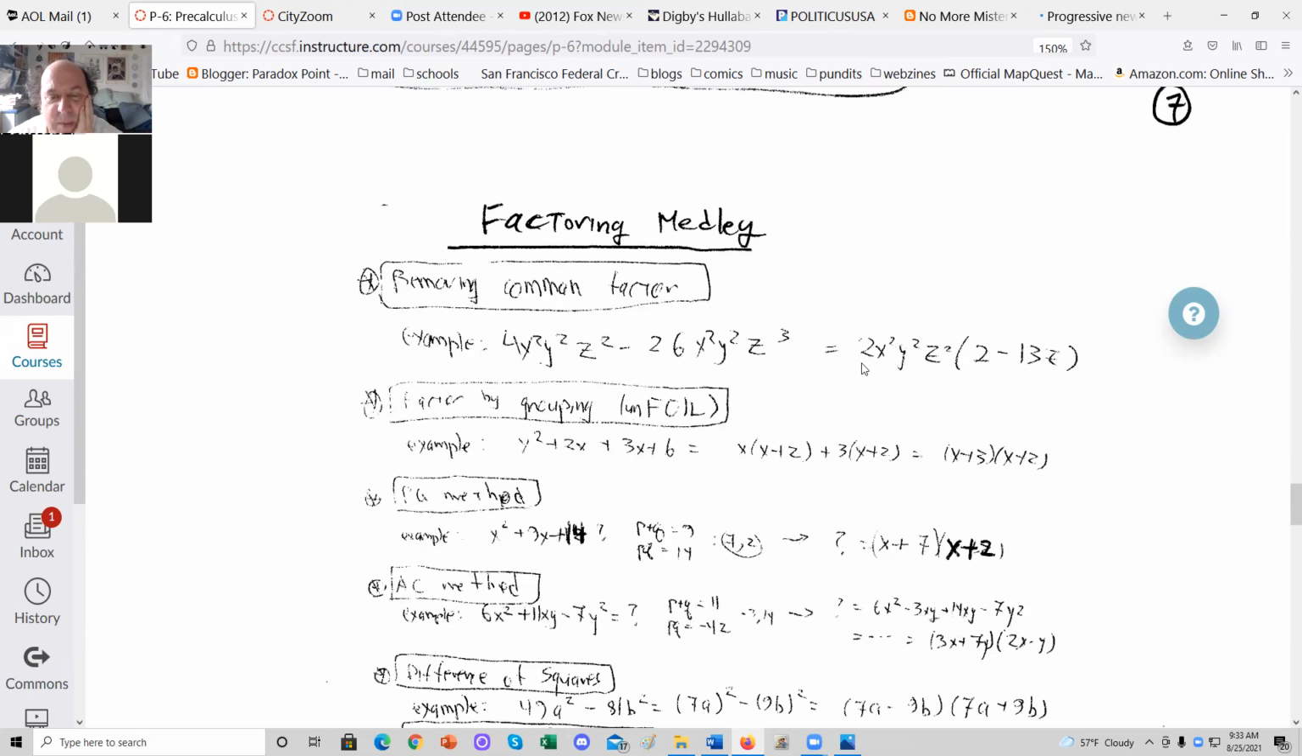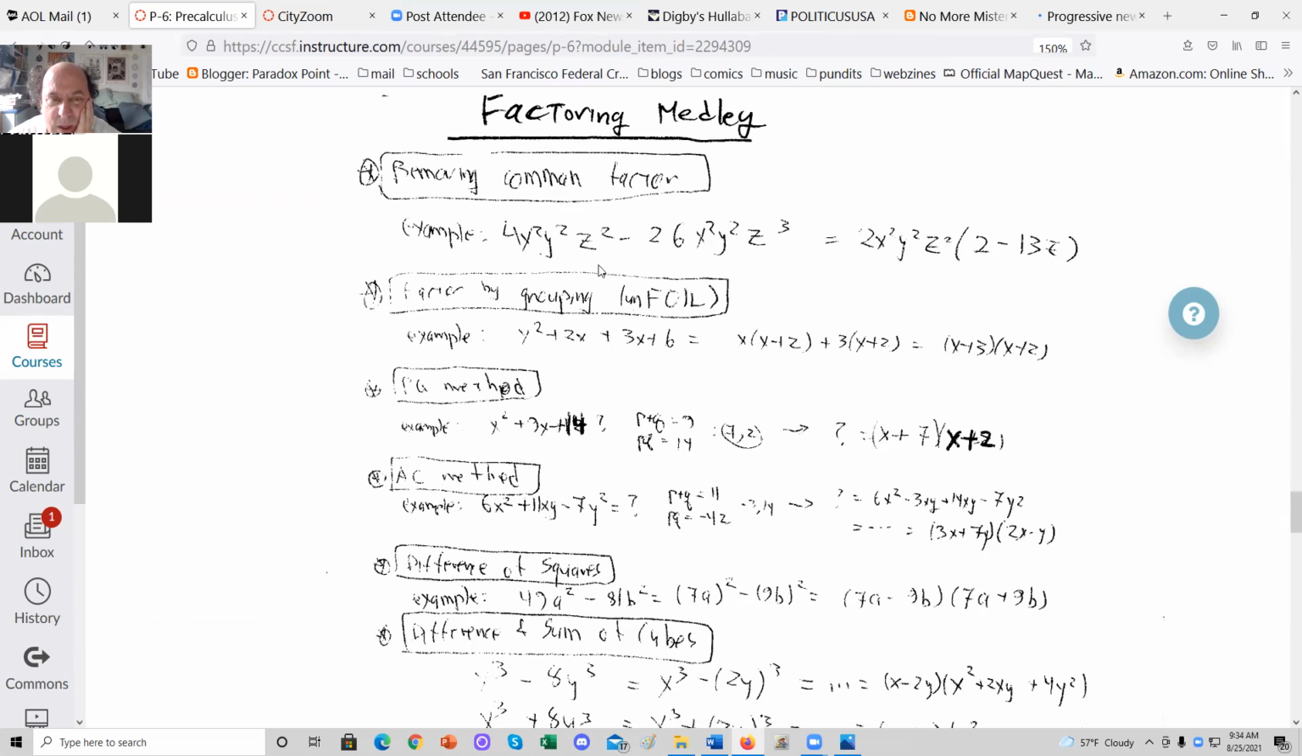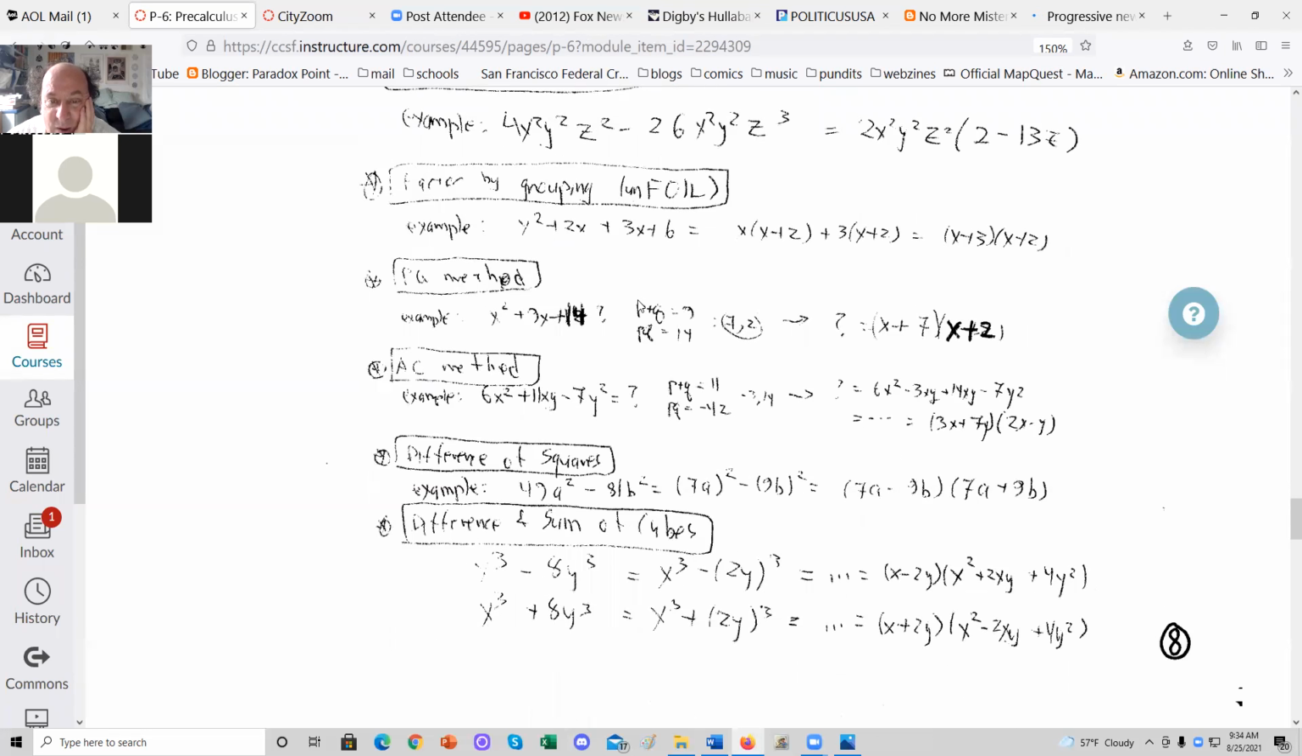I'm sorry about this. Maybe I should rewrite this later. This is where I summarize all the rules. Removing common factor, here's an example, if you can read it. Factoring by grouping, which I call unfoil.